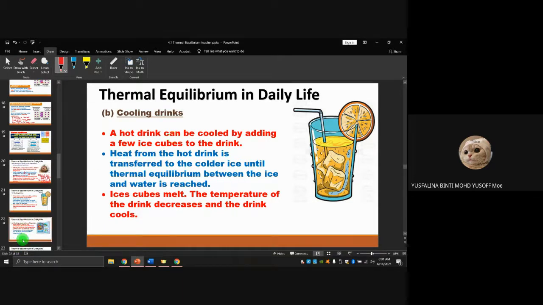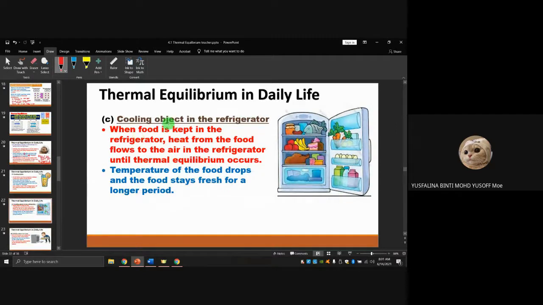The next one is, let's say you put a cool object in the refrigerator. Let's say you put water inside the refrigerator. When food is kept in the refrigerator, the heat from the food flows to the air in the refrigerator until thermal equilibrium occurs. The temperature of the food will drop and the food will stay fresh for a longer period, because the microorganisms are not active if the surrounding is too cold.